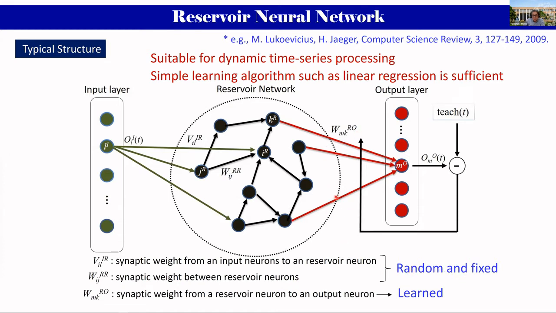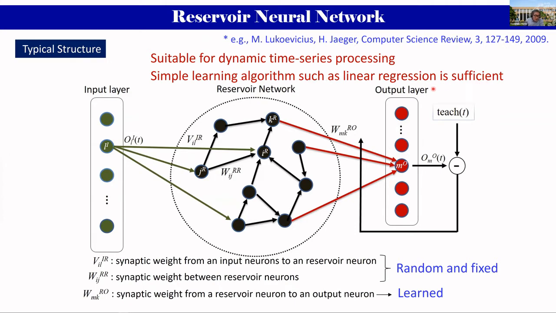However, the connection from the reservoir layer to the output layer, here red arrows, are modified according to a very simple learning rule. In this case, this is just a 1 layer neural network, so the linear regression algorithm is sufficient. And because of the dynamics in this recurrent neural network, this reservoir neural network is very suitable for dynamic time series processing. And also, as I said before, the simple learning rule algorithm is sufficient.